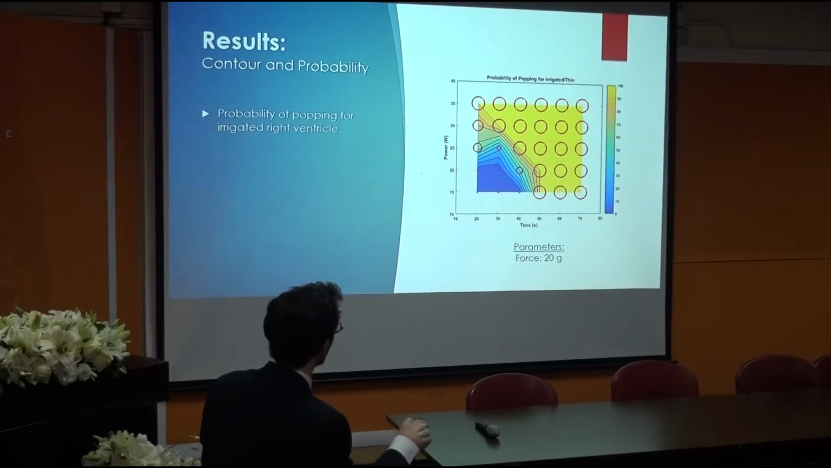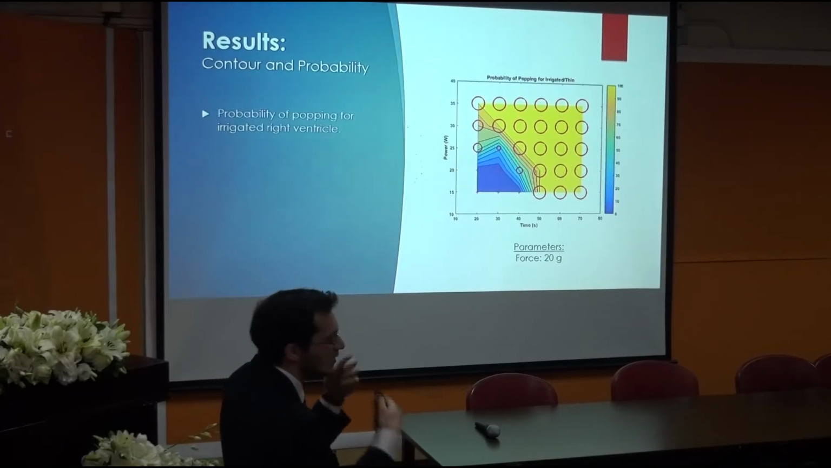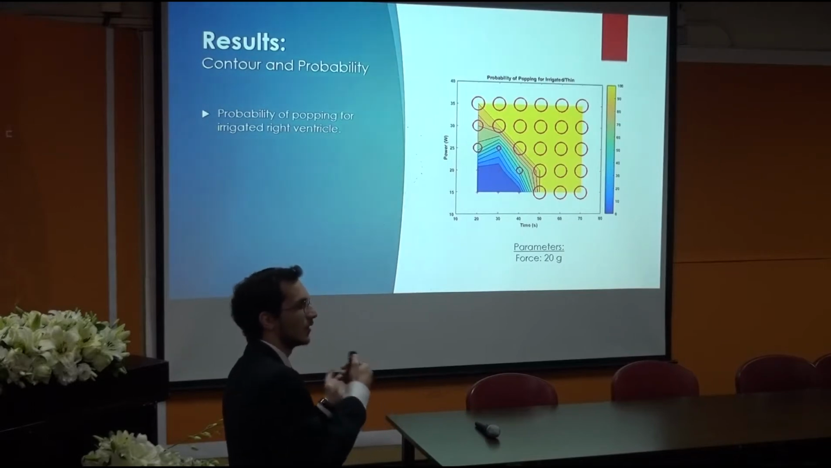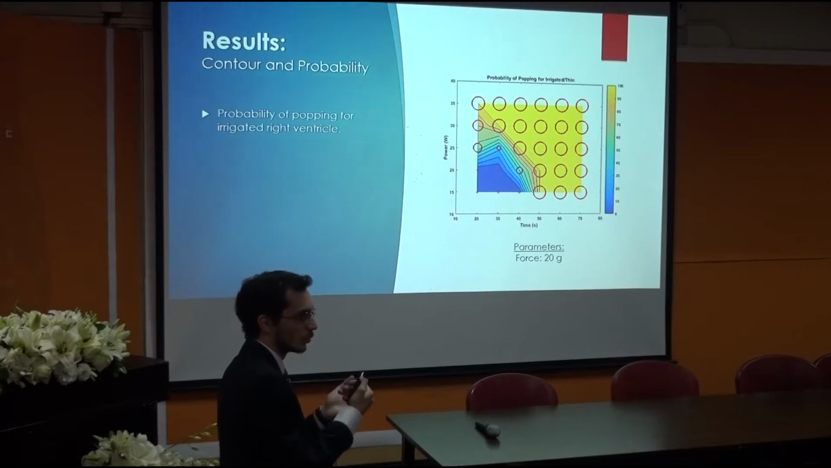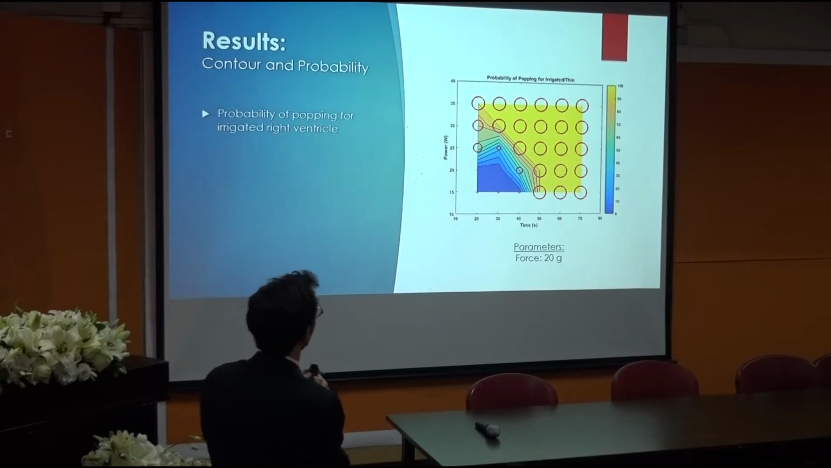Well, the same thing was also done for the right ventricle, and you can see that the blue area is much smaller. And this is logical since the right ventricle is smaller, it will require a lesser power and time exposure for it to pop. Makes sense.